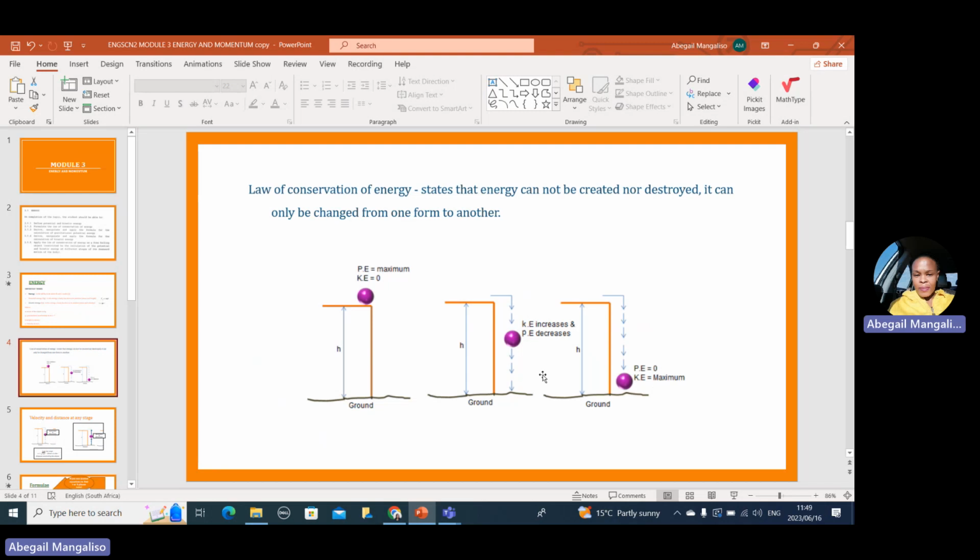As it is approaching the ground, it's losing potential, and that energy is transferred into kinetic because the speed is increasing as it approaches the ground. Before it hits the ground, all of the potential will have been transferred. And the kinetic energy will be increasing, and it will be maximum before it hits the ground. That is the law of conservation of energy.